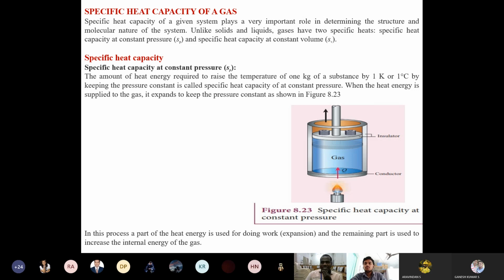So when the heat energy is supplied to the gas, it expands to keep the pressure constant as shown in the figure. We can get a much clearer picture of the specific heat capacity at constant pressure from this figure. Just consider this piston cylinder arrangement. The cylinder is insulated. The piston can be moved up and down. The bottom side is a conductor, so we can add heat by heating this piston cylinder arrangement.